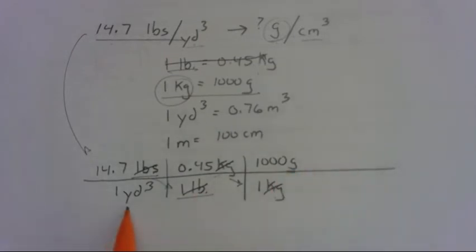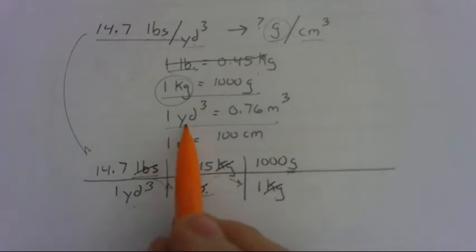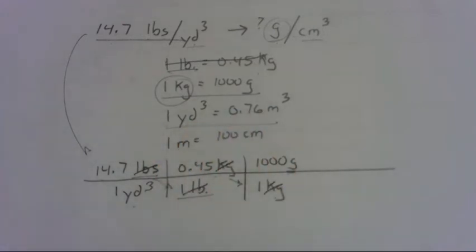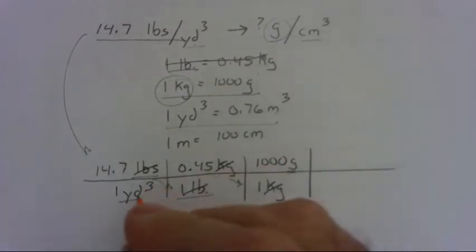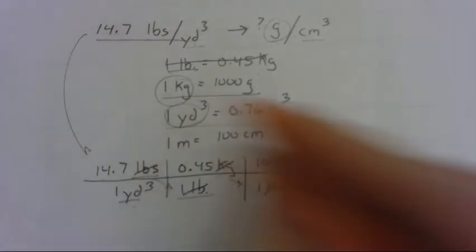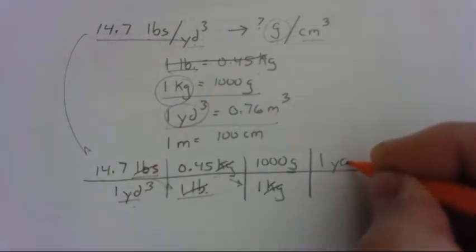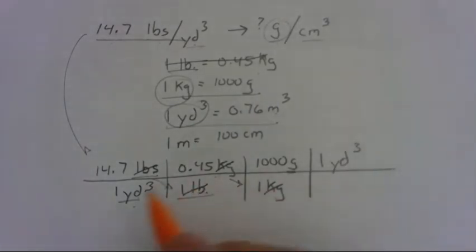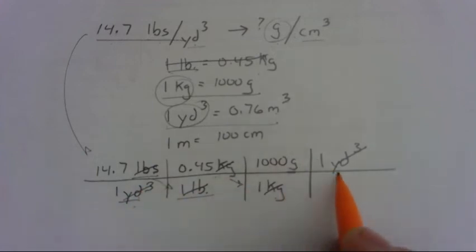Currently, I have grams per cubic yard. I need to change that cubic yards until it's cubic centimeters. Now, my first equality is right here. It says that 1 cubic yard is equal to 0.76 cubic meters. Well, since I have cubic yards on the bottom, I'm going to want to put that 1 cubic yard on top so that they cancel out. Doesn't matter if they're all the way separated. That's still on the bottom, and that's on top, so it can cancel out.